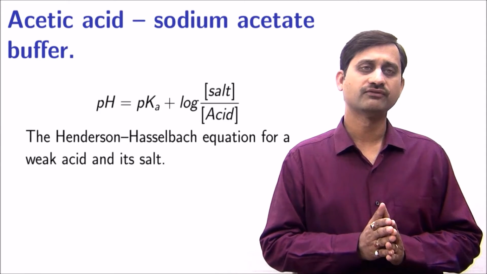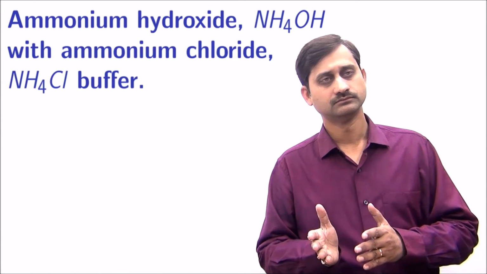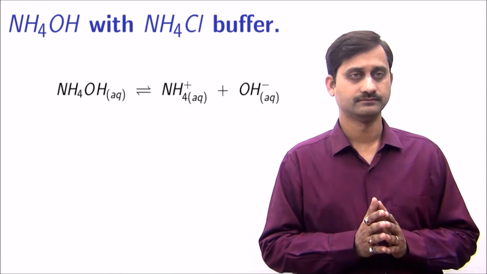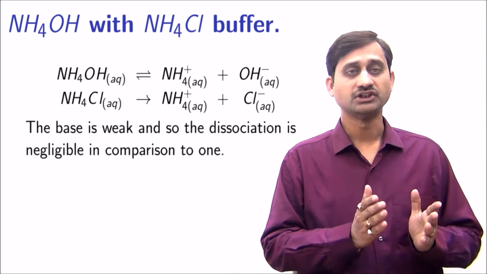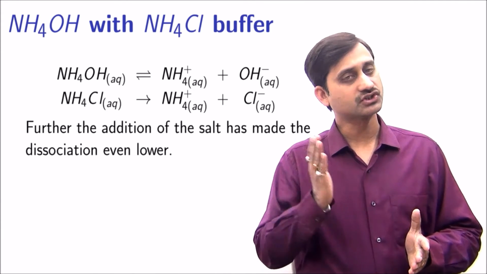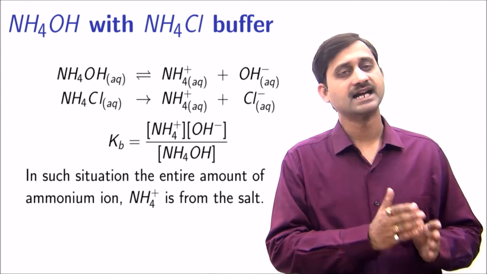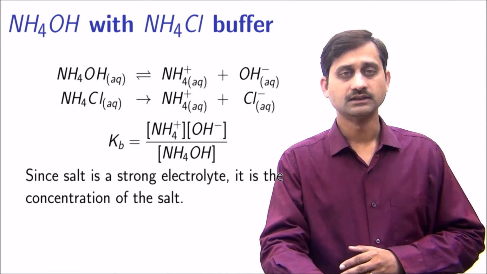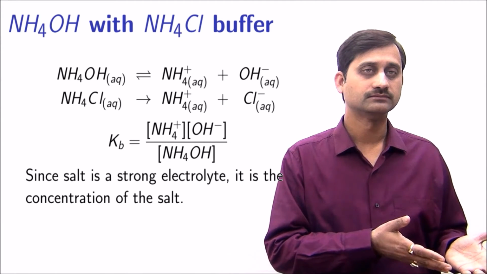Similarly, we can get the equation for the buffer made by mixing a weak base with its salt. Let's take a combination of ammonium hydroxide with ammonium chloride. The base is weak, so the dissociation is negligible in comparison to 1. Further, the addition of the salt has made the dissociation even lower. In such a situation, the entire amount of ammonium ion is from the salt. Since the salt is a strong electrolyte, it is the concentration of the salt.